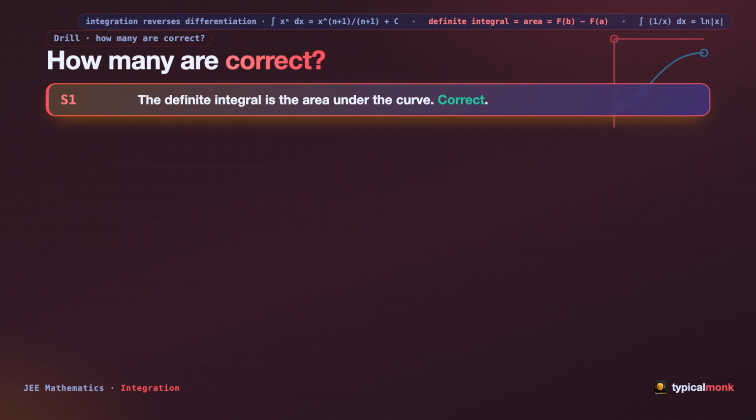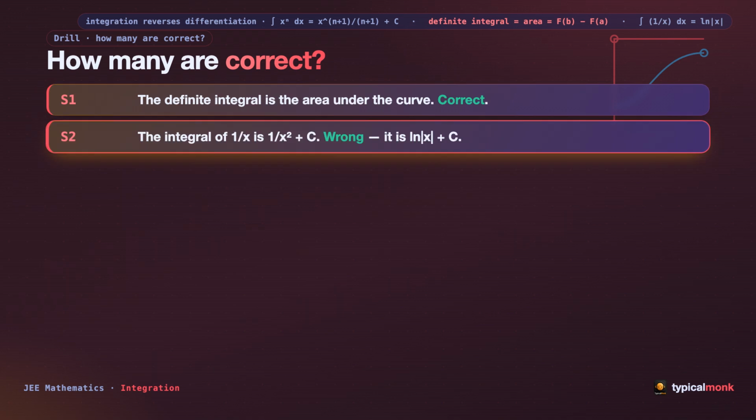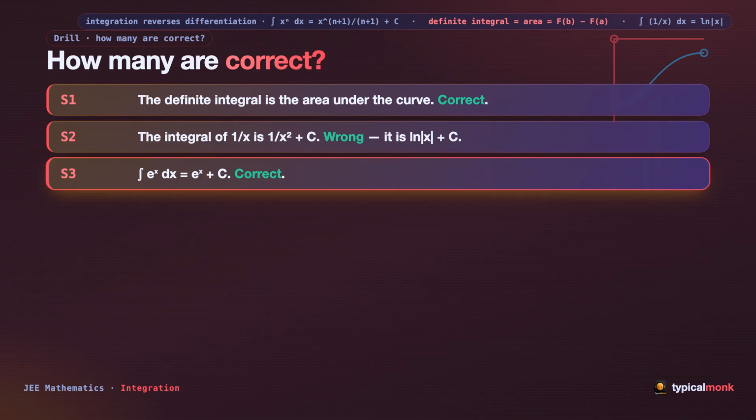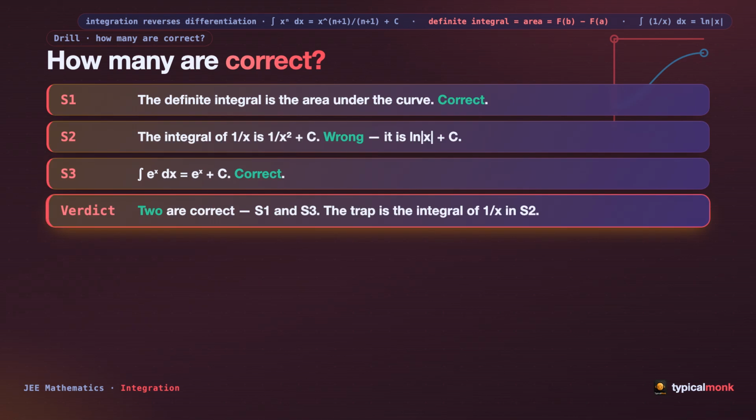Now, how many of these statements are correct? Statement 1. The definite integral is the area under the curve. Correct. Statement 2. The integral of 1 over x is 1 over x squared plus c. Wrong. It is the natural log of the absolute value of x plus c. Statement 3. The integral of e to the x is e to the x plus c. Correct. So the answer: 2 are correct. Statements 1 and 3. The trap is the integral of 1 over x in statement 2.